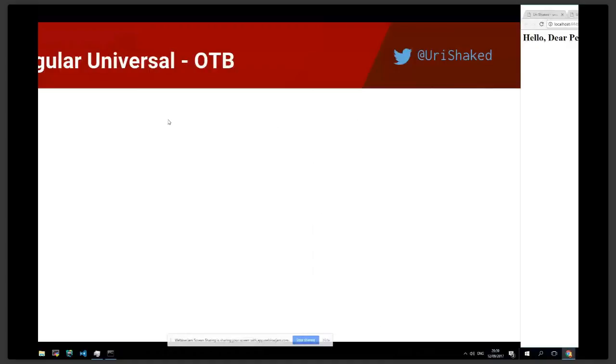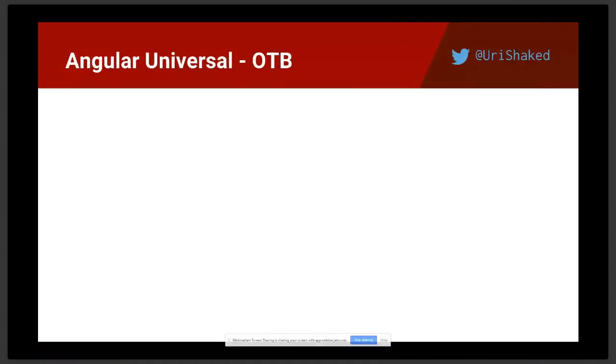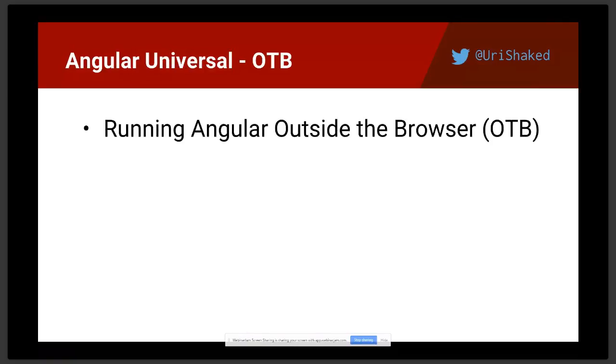For that, we're going to use a project called Angular Universal. It used to be a community project, but now it's part of the Angular platform. And it's also called OTB, which means outside the browser. I actually used Angular Universal for a very unique use case, but I will tell you more about that in a moment. First of all, Angular Universal allows us to run the Angular framework in a different environment than the browser. So that could be on the server side or on any platform that can run Node.js.